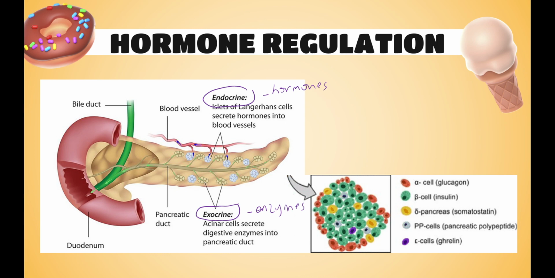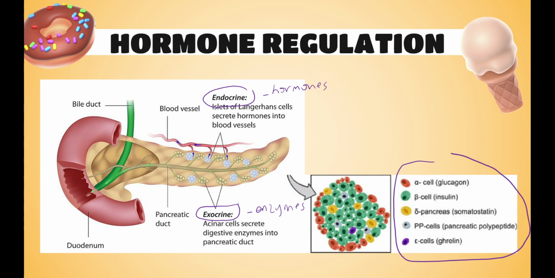For the exocrine function of your pancreas, it involves your acinar cells in which it secretes your digestive enzymes, which will help, of course, in the digestion. Whereas for the endocrine function of your hormones, the cell that is responsible there is your islet of Langerhans cells, which in turn secretes your different hormones. And there in the islet of Langerhans, meron pa po tayong mga specific cells pa.